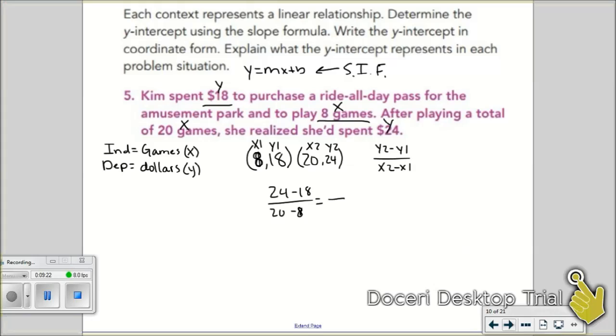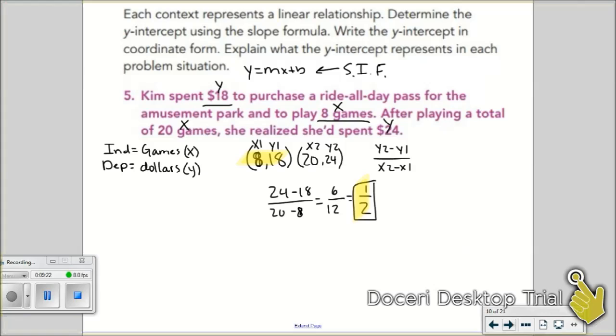So we should have had 24 minus 18 was 6. 20 minus 8 is 12, which we can reduce down to 1/2. So our slope is 1/2. Now normally we would stop there, but we have to take this and go ahead and find our y-intercept. So remember, you're going to pick one of our points. I again like to pick the points that are the smallest, so I'm going to use 8 and 18, and we're substituting this information along with our slope back into our equation.